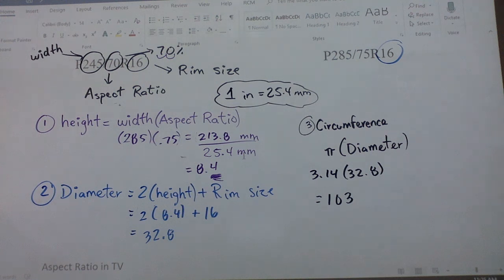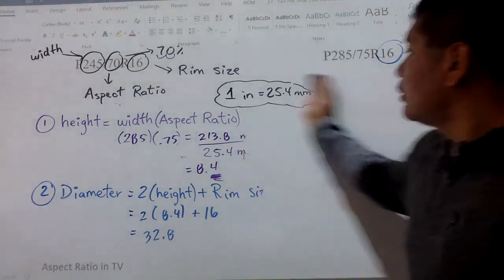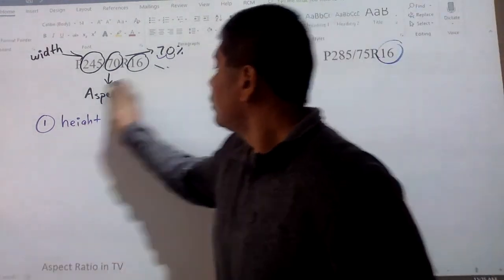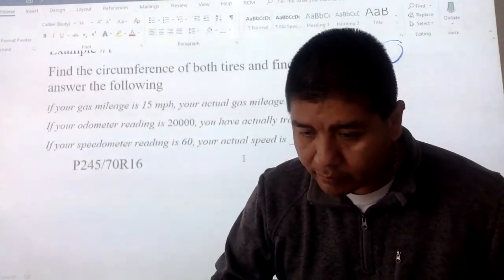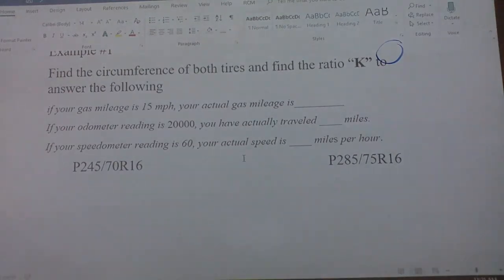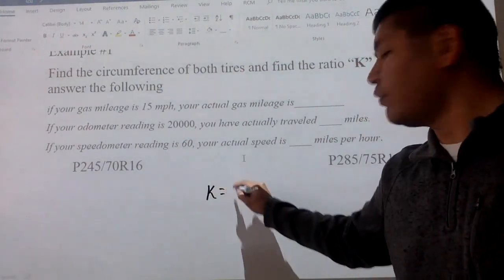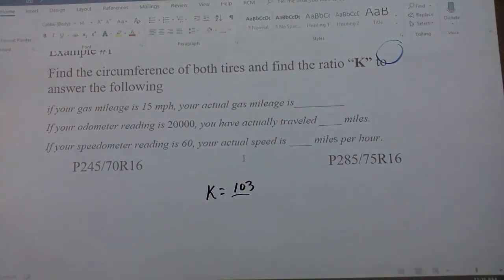Stop it, copy it. Let me erase everything I do here. Let me go back to the original problem. I told you my objective was to look for the value of K, and I did both of them. Value of K is the circumference of the bigger tire. If you recall, it was 103, divided by the circumference of the smaller one.